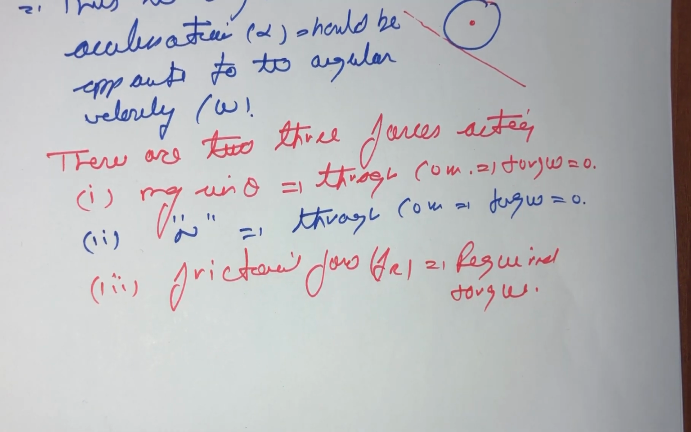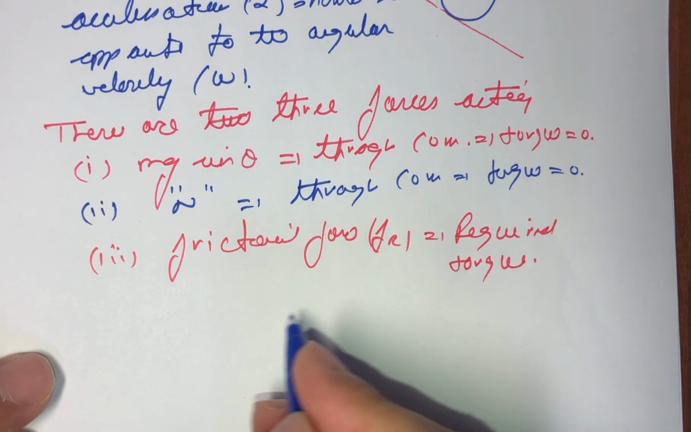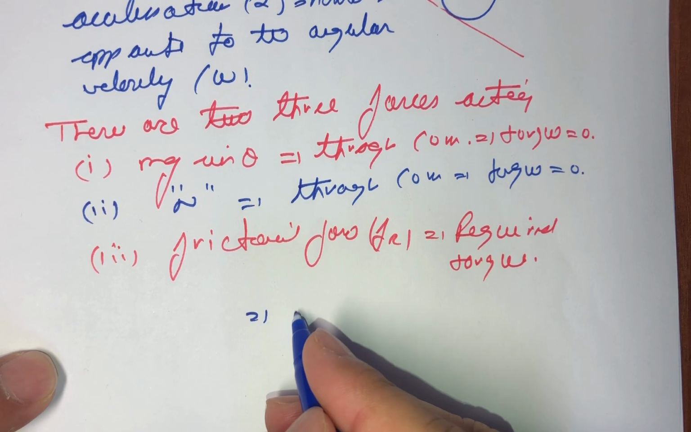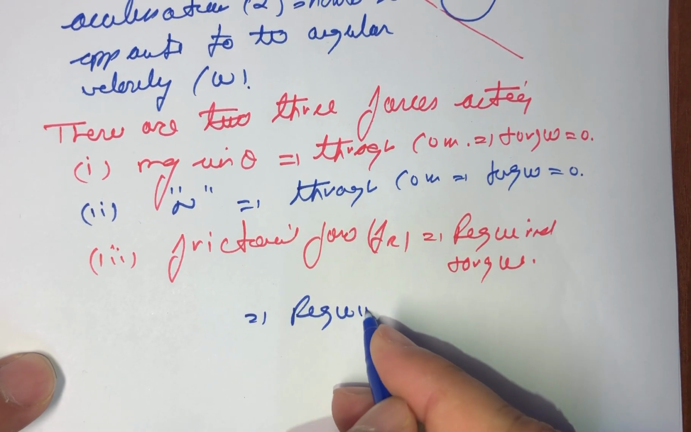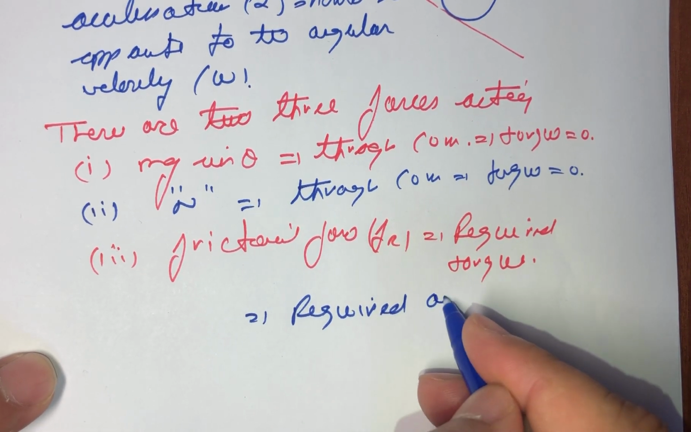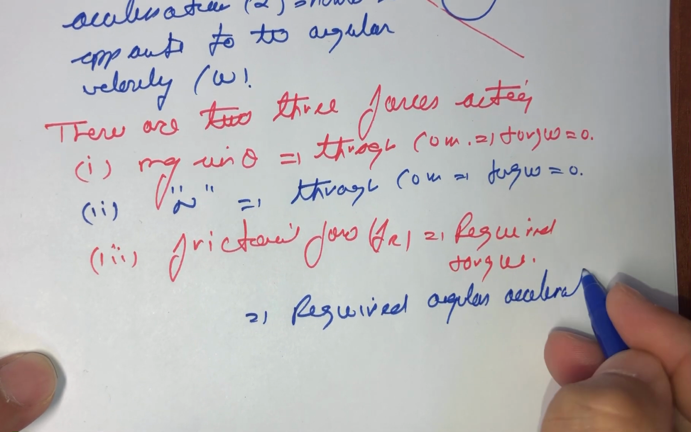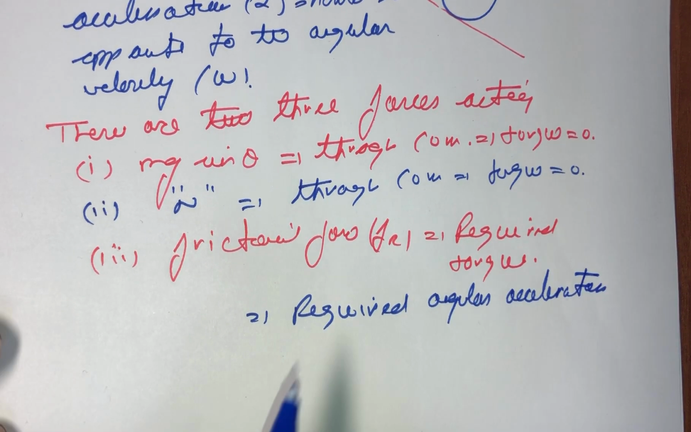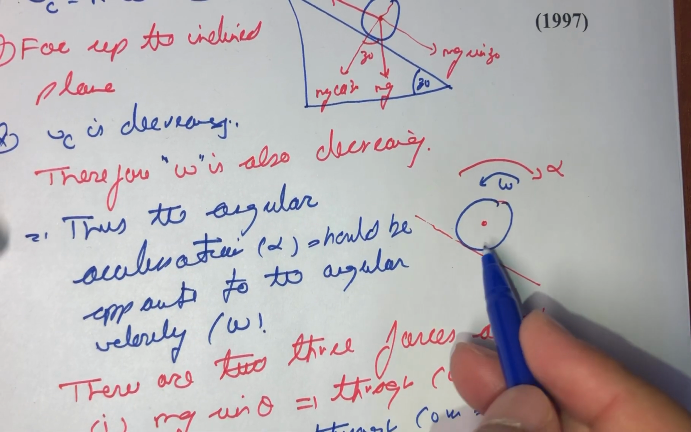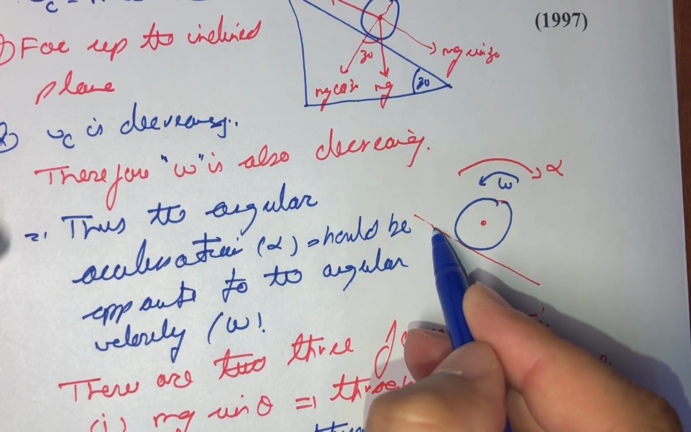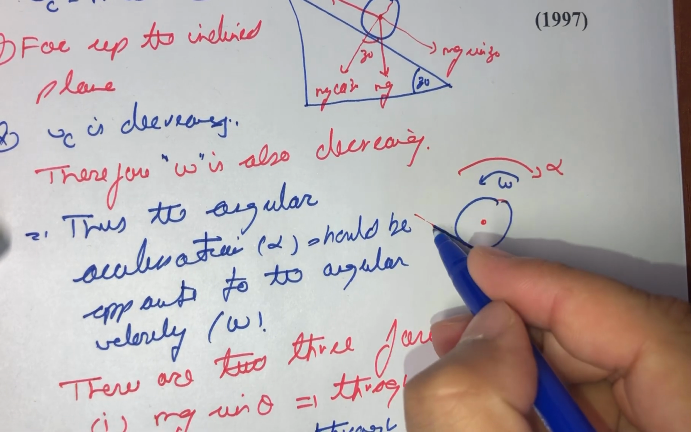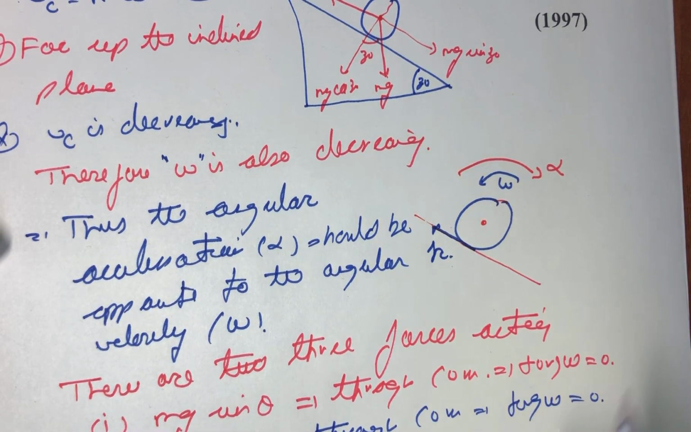Or we can say it will be producing the required acceleration, which is the required angular acceleration. So in order to produce the required angular acceleration, the frictional force should be acting up the inclined plane in this direction, that is Fr.